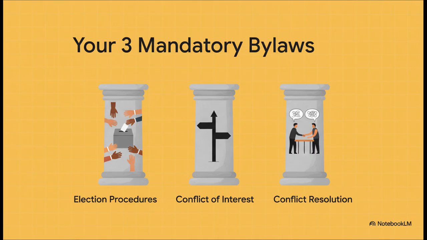First, election procedures, to make sure your leadership is chosen fairly and transparently. Second, conflict of interest rules, which ensure that members' personal or financial interests don't improperly influence the council's decisions. And third, a conflict resolution protocol, a clear plan for managing disagreements respectfully.